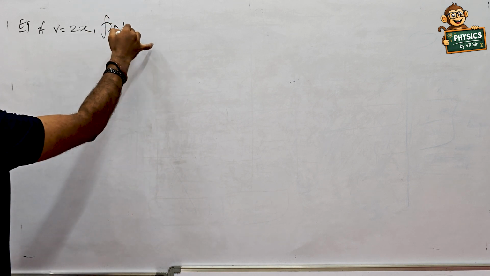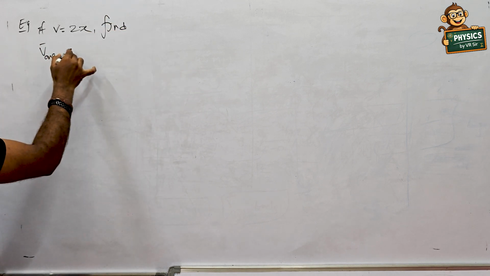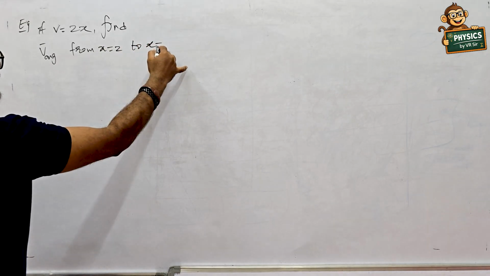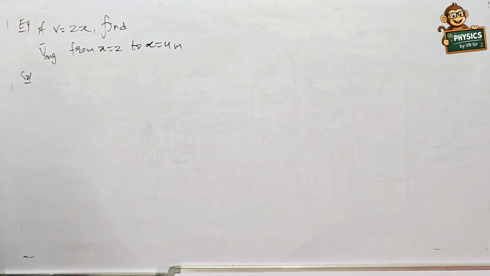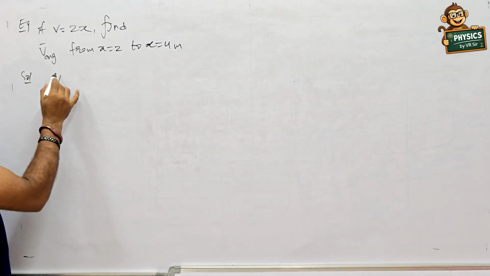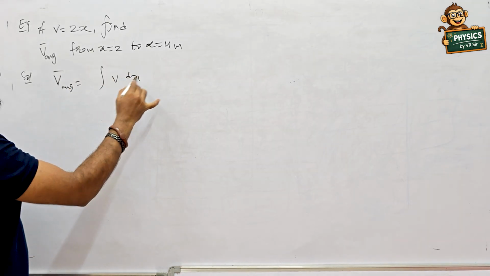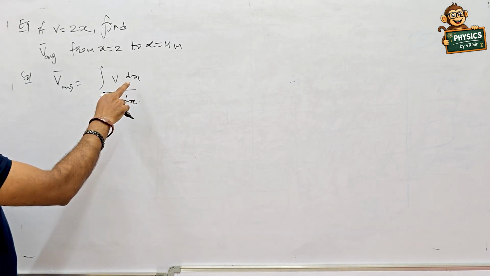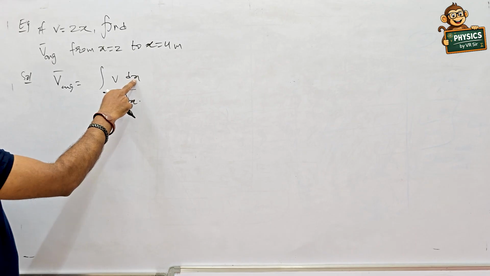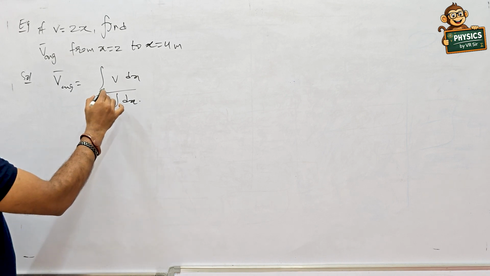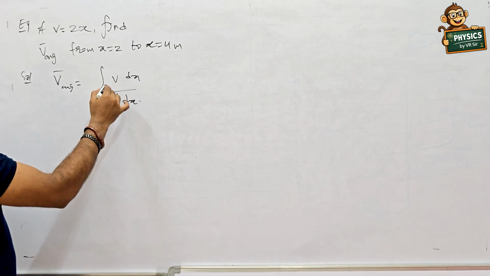Now they are asking us to find v average from x equals 2 to x equals 4 meters. How do you calculate in this case? Now we know clearly, velocity average is given as integral of v dx upon integral dx. Because I told you in the previous case, if y is a function of x, then the average value of y is taken for a particular interval of x. So it's x equals 2 to 4, of course.